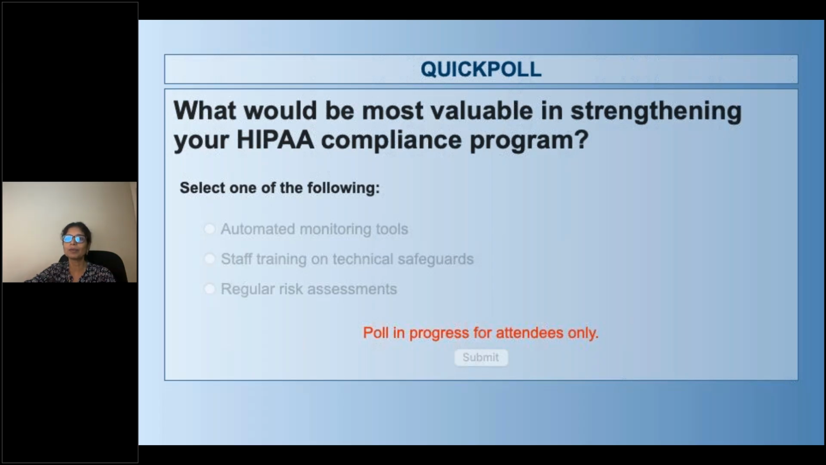Okay, so that's good. 100% say that it's regular risk assessments. That's good. That indicates moving from reactive to proactiveness. Very good. Good job. So let's go through some solutions that will help you through this process, right?